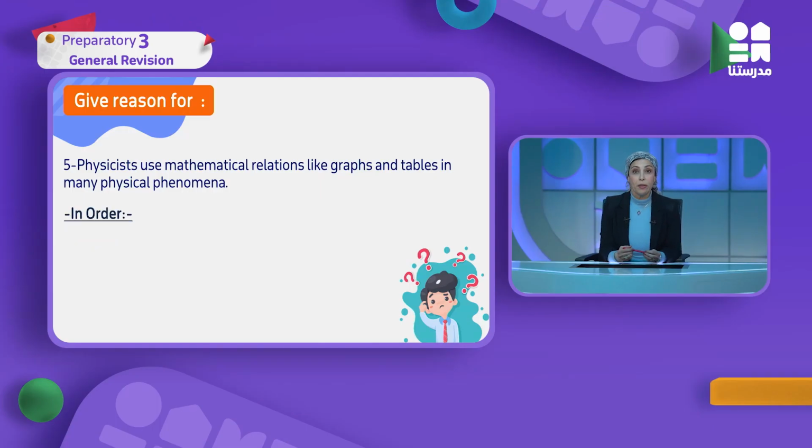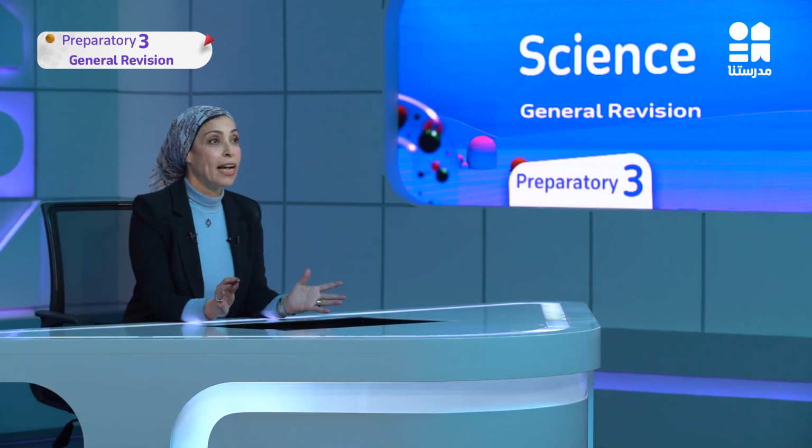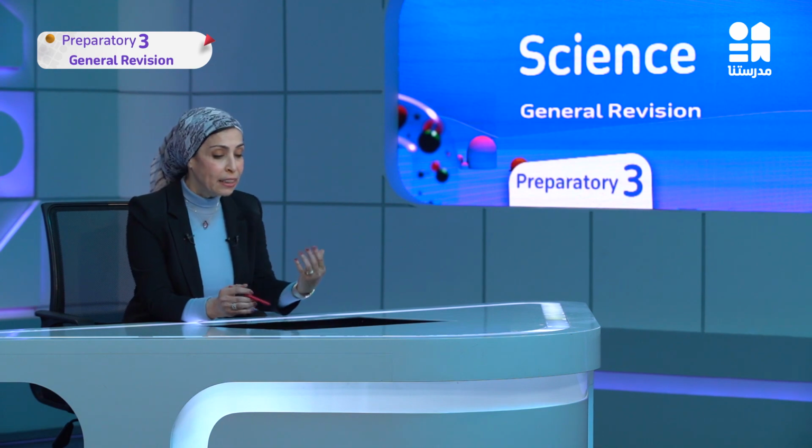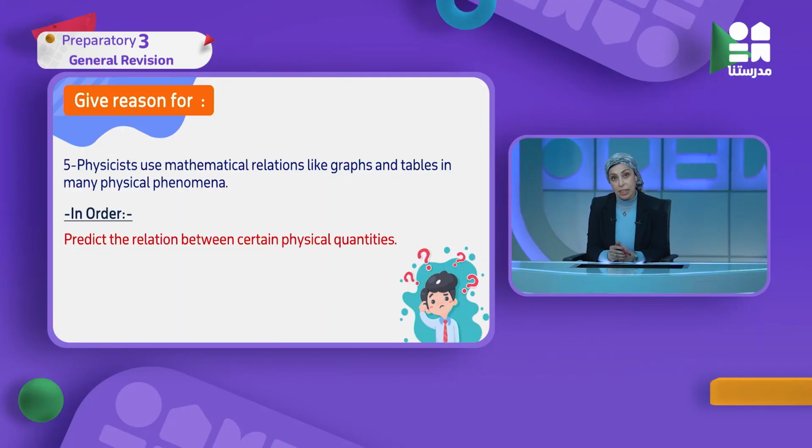Give reason for. The physicists or the mathematicians, the people who work in physics or mathematics, are using relations as we did before on the board. All our questions were relations. Why do mathematicians use relations with graphs? Because of three very important things. What is the first one? In order to predict the relation. When you see a relation between distance and time, of course it's speed. Between speed and time, yes, it's acceleration, of course. So you predict the relation between certain physical quantities.